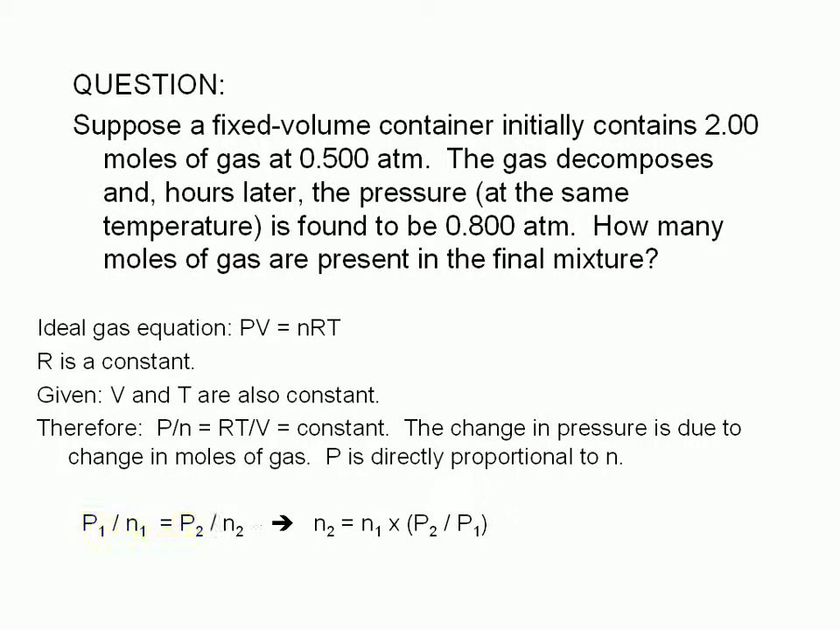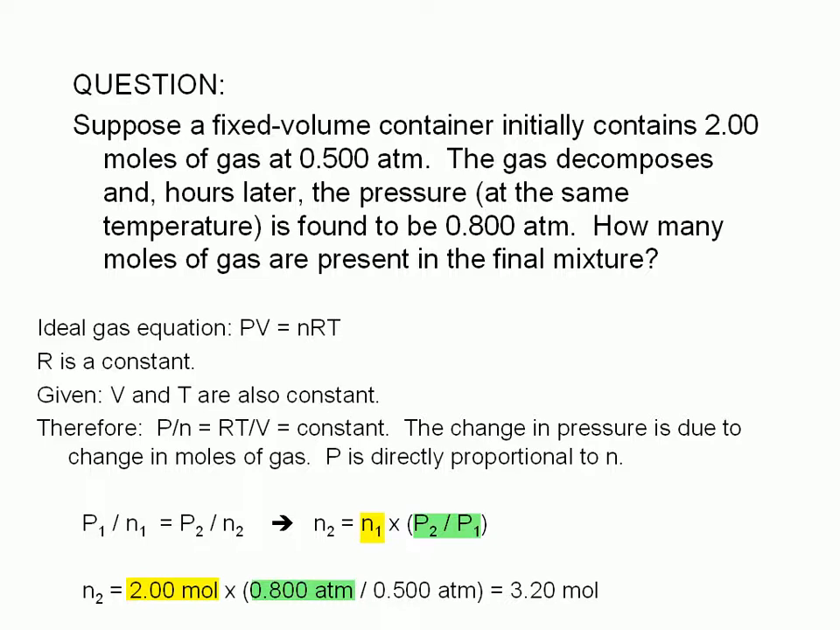We can rearrange this equation to solve for the final moles of gas. The final moles of gas, n2, is equal to the original moles n1, which is given in the problem as 2 moles, times the ratio of final pressure to the original pressure, P2 over P1. P2 is given as 0.800 atmospheres, and P1 is given as 0.500 atmospheres. Performing the indicated calculation gives us 3.20 moles as the value of n2. The total number of gas molecules in the final mixture is 3.20 moles.